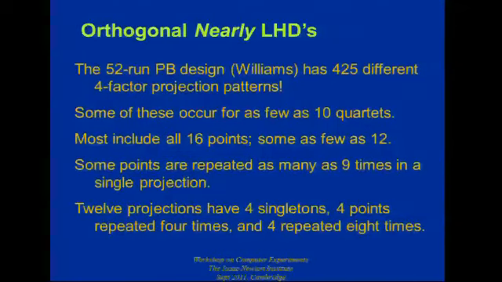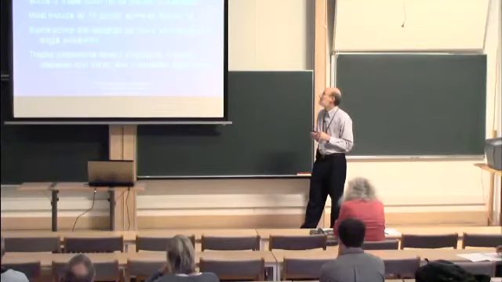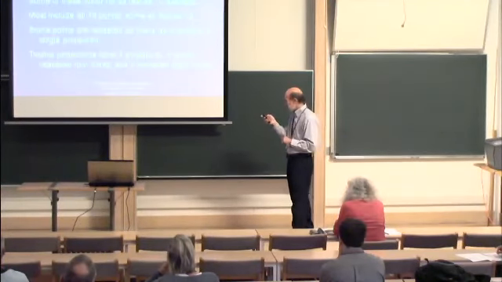Just to give you an idea that things are not as simple as that table that I just showed you for the 48-run design. If you go to the 52-run Plackett-Burman design, this is the Williams construction, there are 425 different 4-factor projection patterns. Some of them occur for as few as 10 4-factor projections. Most of them include all 16 points, but some include only 12 of the 16. So some strange things can happen in these designs.